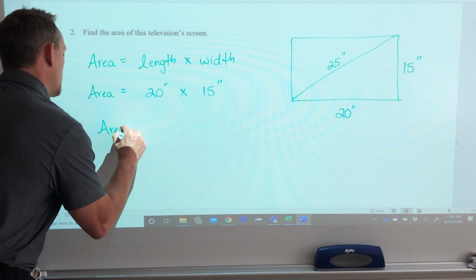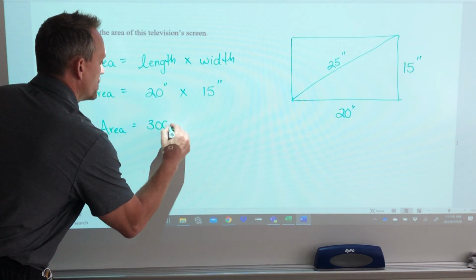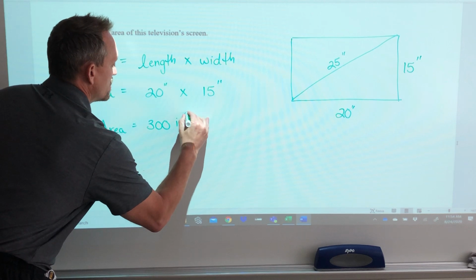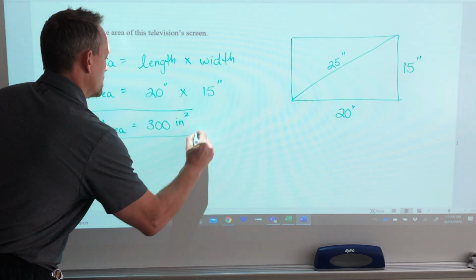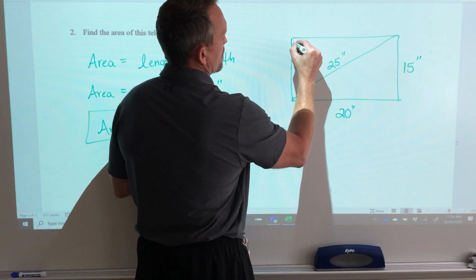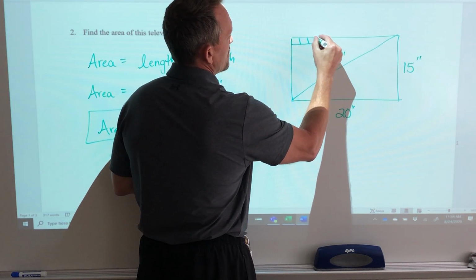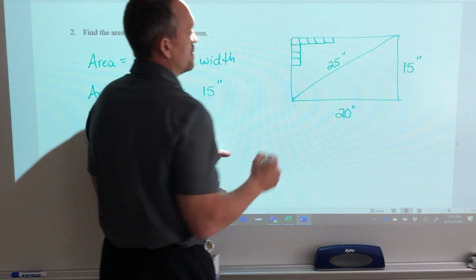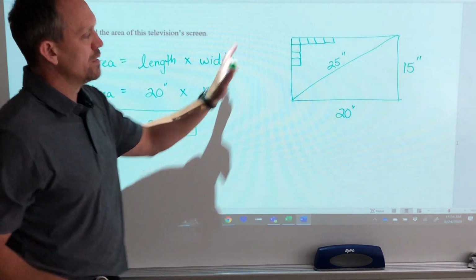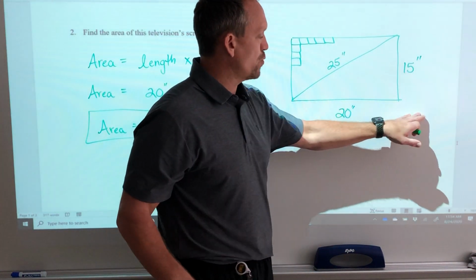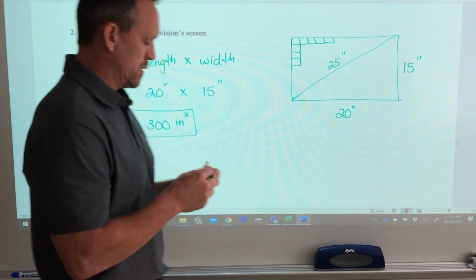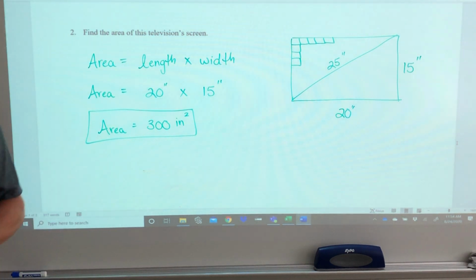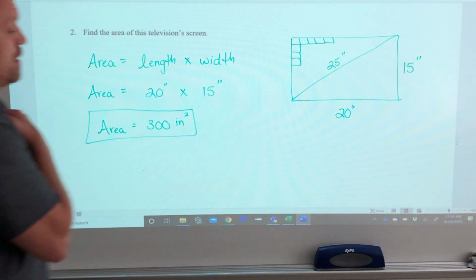The area of the television equals 300 inches squared. So over this, there are 300 inches squared. It's 20 across and 15 down. There's 300 of those to cover this television. 20 square inches across, 15 square inches up and down. So 300 square inches is your total. That is number one and number two. That's the gist of what we'll be looking at.